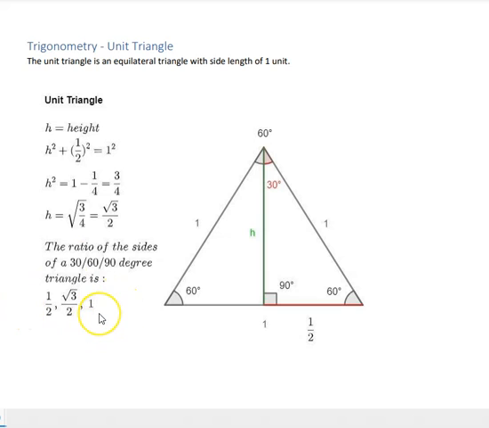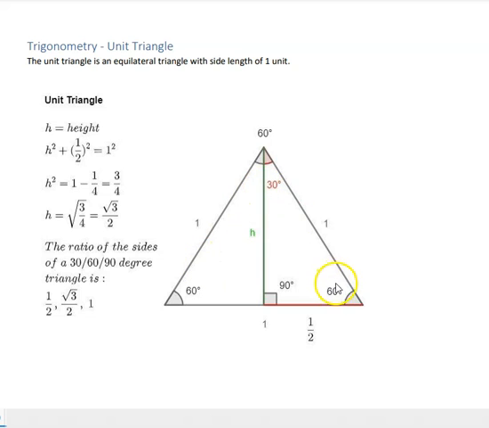And remember, when you zoom triangles, the angles stay the same, but the sides change proportionally. So this proportion, this ratio of the sides of a 30, 60, 90 triangle will always remain the same: 1/2, square root of 3 over 2, and 1. If you were to zoom it by a factor of 2, everything would double, and you'd have 1, square root of 3, and 2. But the ratio is still the same. They're proportional.